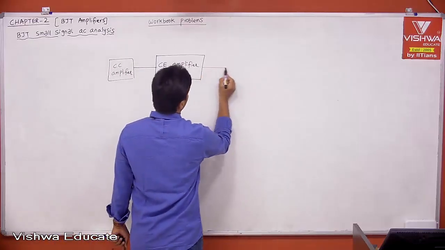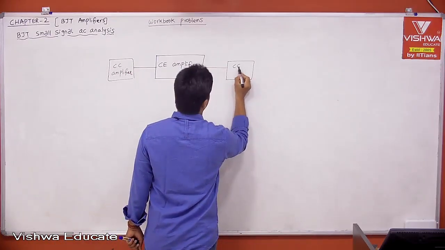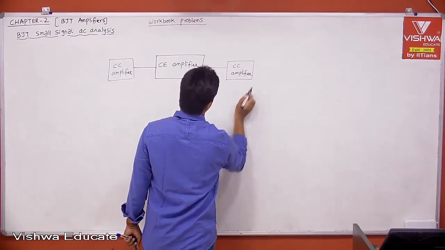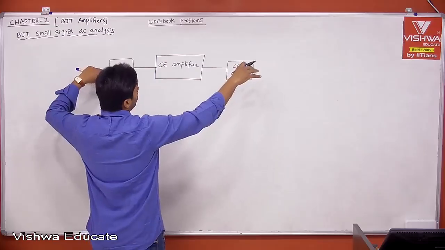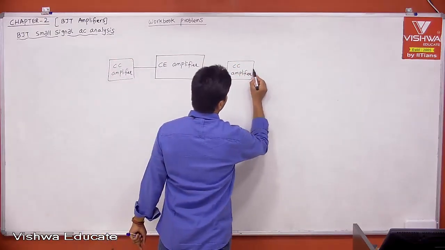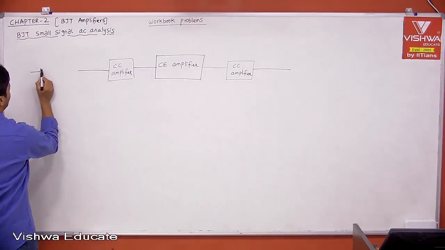Okay. Now this is our CC amplifier. This is also called a buffer amplifier. Therefore, we are connecting CC amplifiers both at input and output because we want input impedance matching and output impedance matching also. Okay. And this is your circuit. And now let us say this is your actual source.